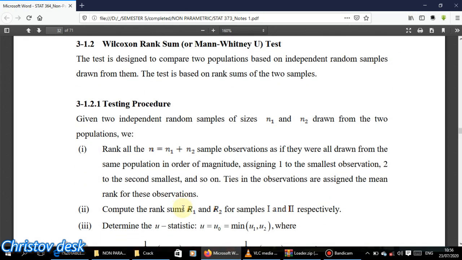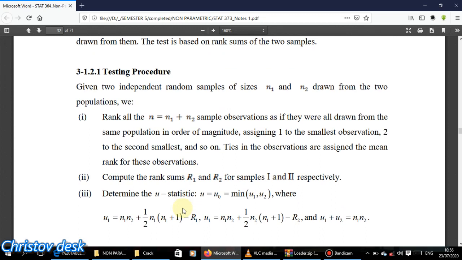So this is the procedure. The most important thing we'll be doing here is to rank. Rank means you arrange them in a certain order from the lowest to the highest. The procedure says that, given two independent random samples of sizes n1 and n2 drawn from the two populations, we sum them up and rank. So add everybody together, just assume that they are from the same population, put them together and arrange them.